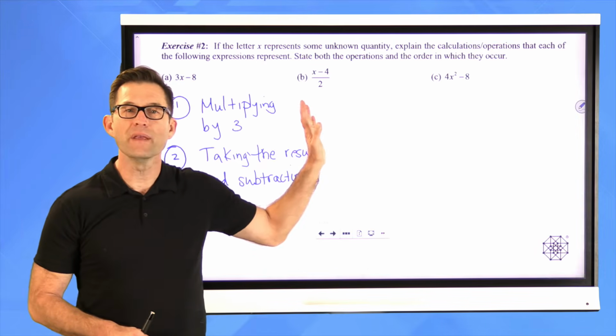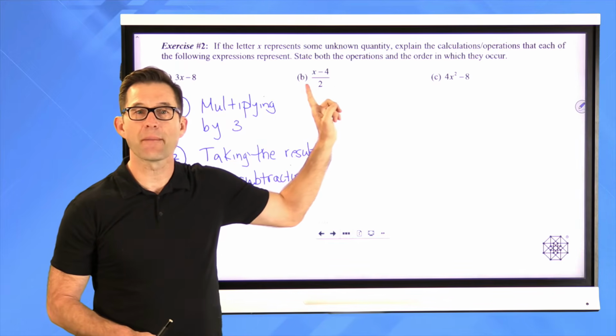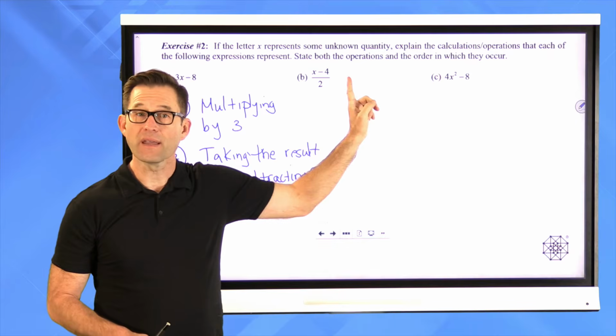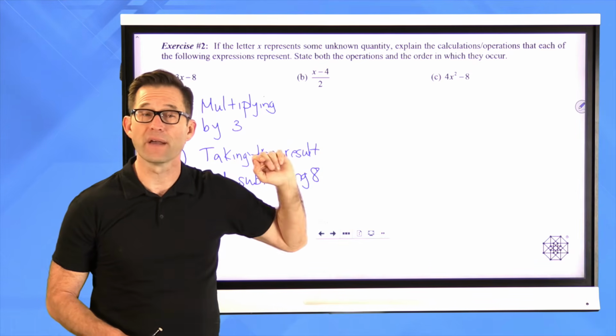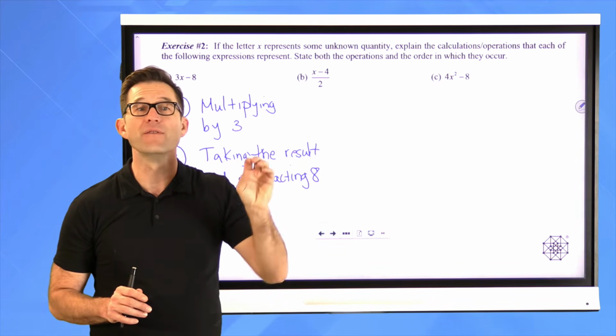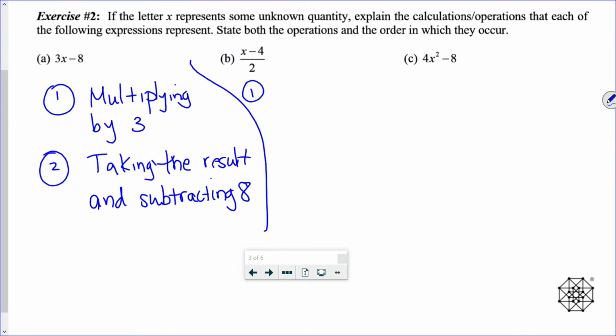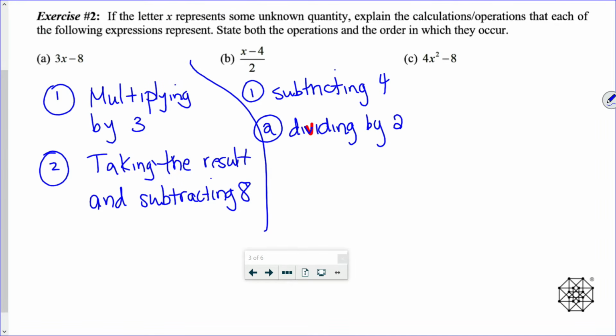All right, well, letter B is fairly simple. Letter C is a little bit more complex, right? In letter B, the first thing that's happening is I'm subtracting 4 from x. The second thing I'm doing is taking the result and dividing it by 2. Remember, fractions are division. You're always taking the numerator and dividing it by the denominator. So in letter B, the first thing we're doing is subtracting 4, and the second thing is dividing by 2. My mystery red pen finally made an appearance, right?